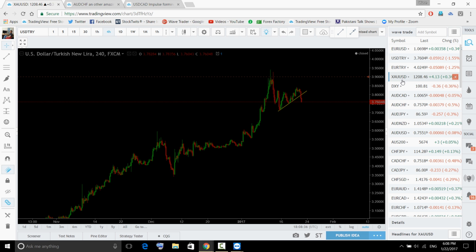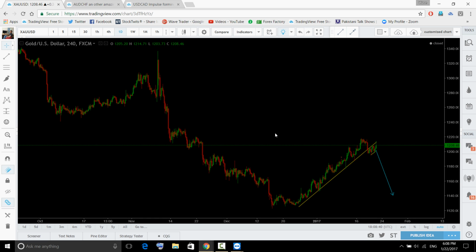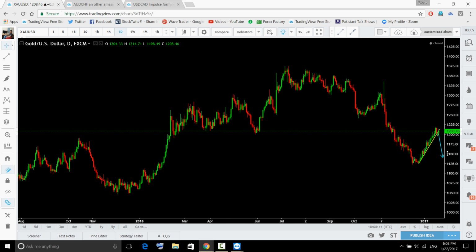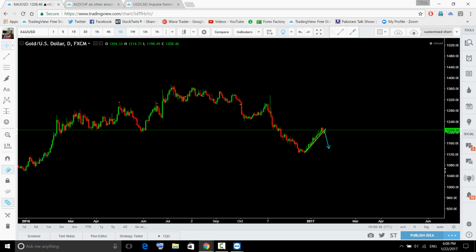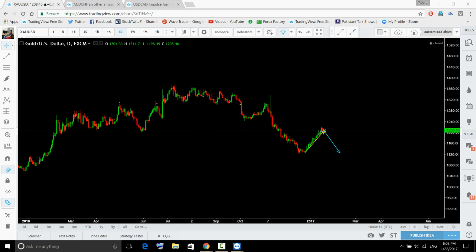On gold, I'm still short. I'm not looking for any big change to the upside. I'm still anticipating that price is going to hit this previous low. Remember, if the dollar index corrective move starts to break to the upside, then this will also break down. So the big move I'm looking for is to the downside.